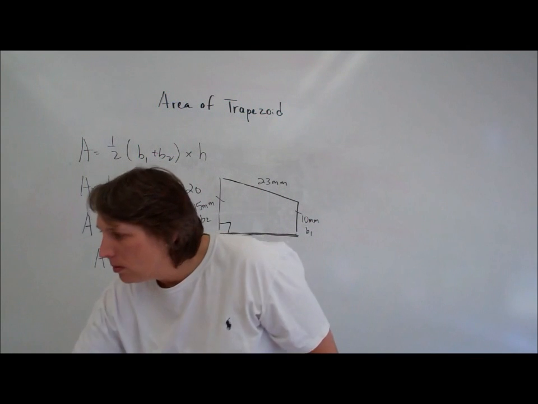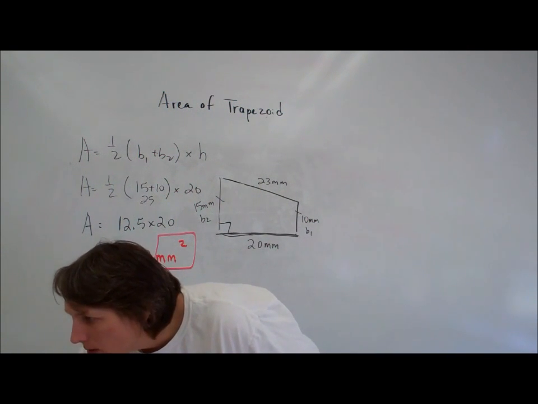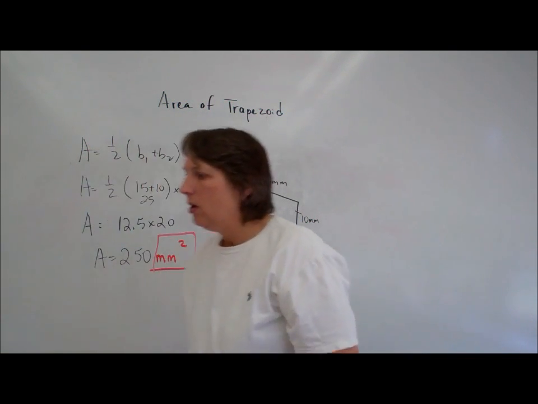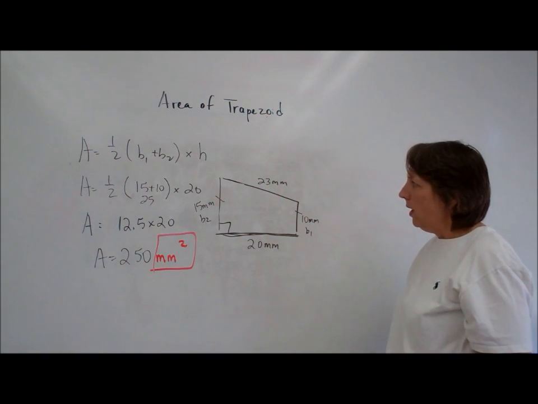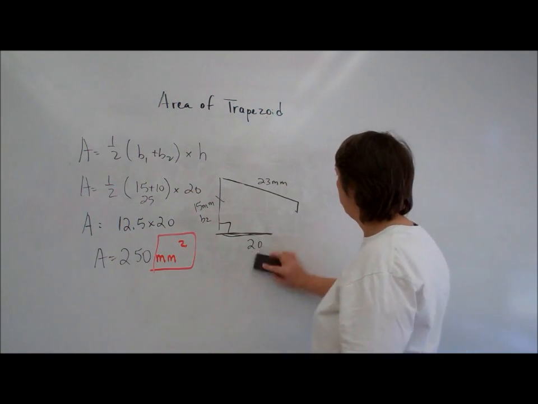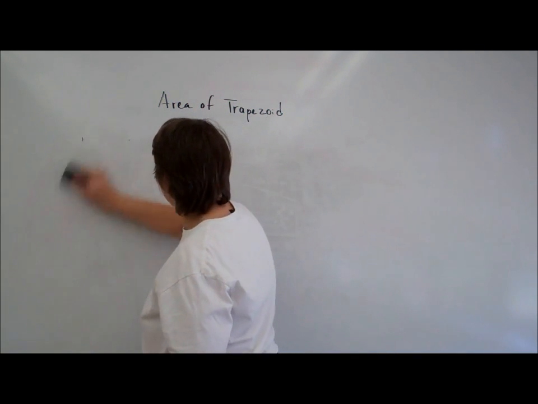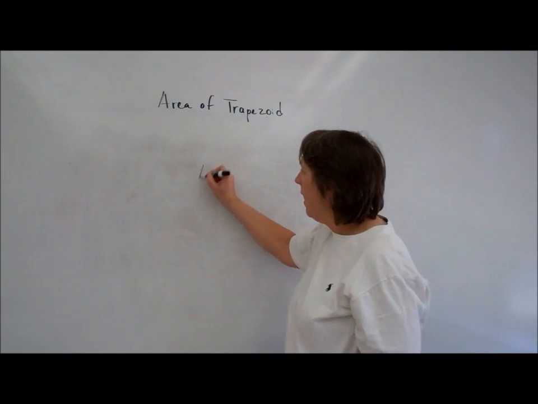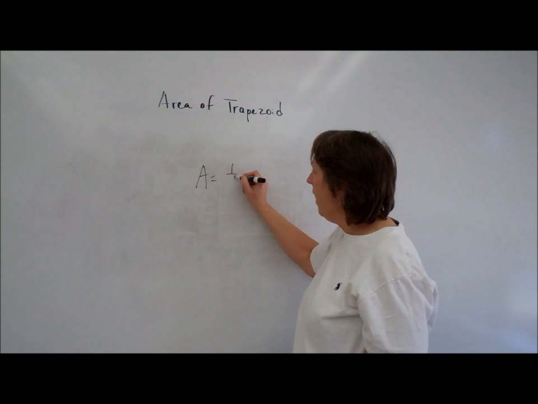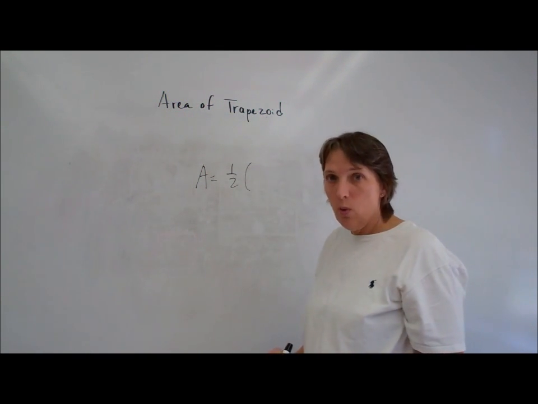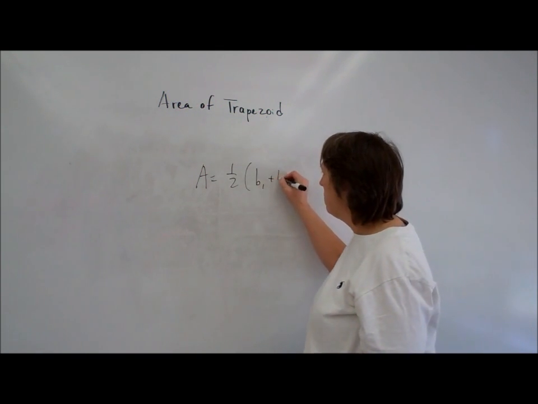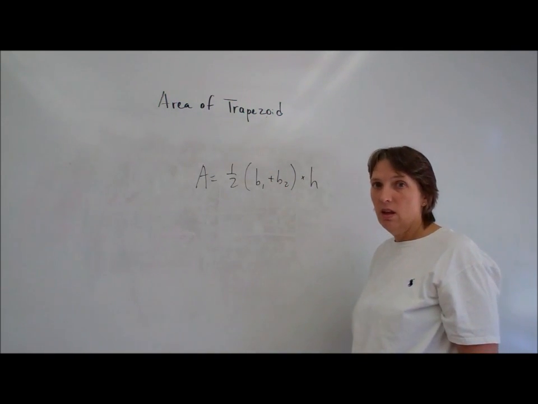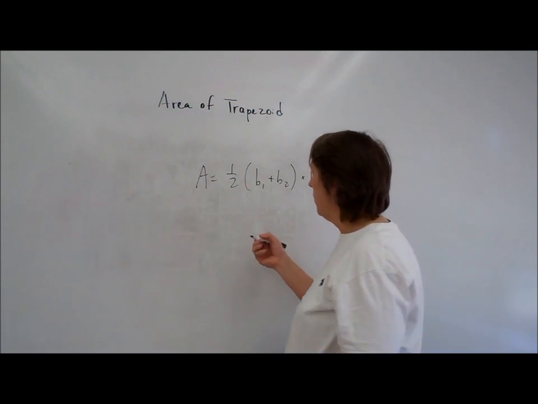Alright. Let's go to the next thing here. See what we got. Alright. So the formula, can you write it down right now? A equals 1/2 times the quantity of b sub 1 plus b sub 2 times h, which is your height. Alright? We'll do another one.